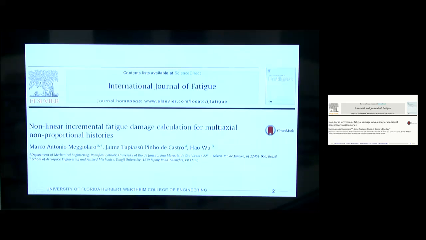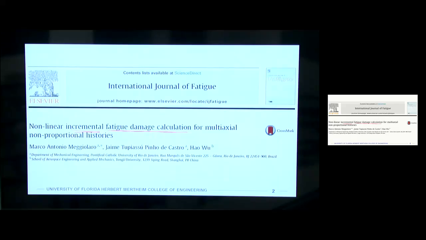The title of this article is Nonlinear Incremental Fatigue Damage Calculation for Multi-Axial Non-Proportional Histories. There are a lot of adjectives in here, but if we sort it out, it's based on the fundamental things that we've been learning. The main noun in the article title is fatigue damage calculation, and they're going to talk about an incremental fatigue damage calculation.